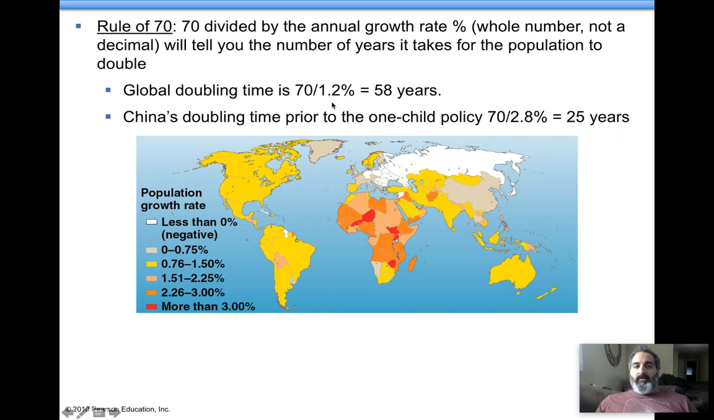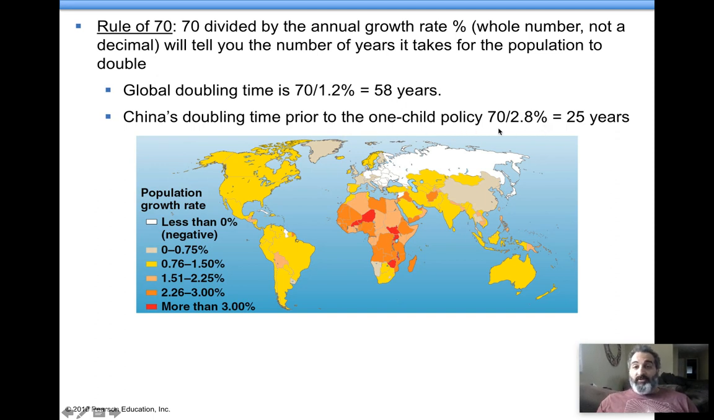So if the growth rate was 1.2%, you don't turn that into an actual number like 0.012. Nope, you leave it as 1.2%. So you take 70, divide it by the annual growth rate, the percent. You don't turn it into a number. 70 divided by 1.2% would give you 58 years. So if the population grew at 1.2%, it would take 58 years for it to double.